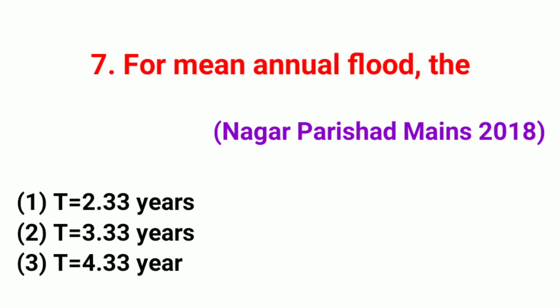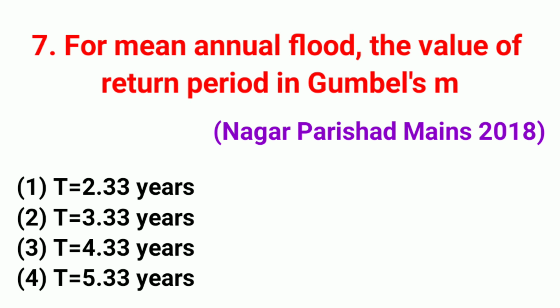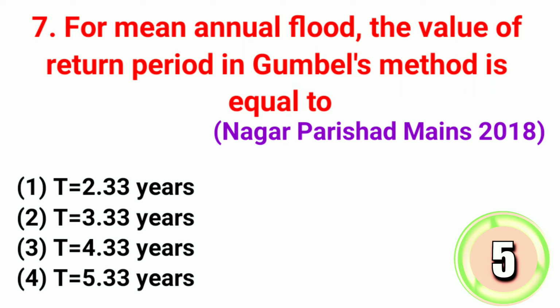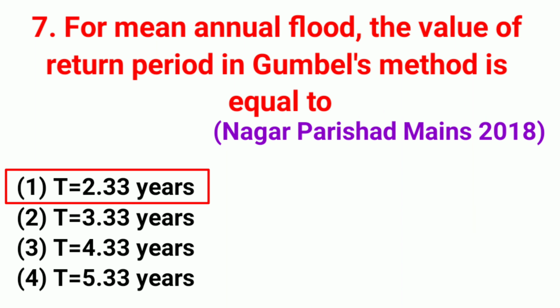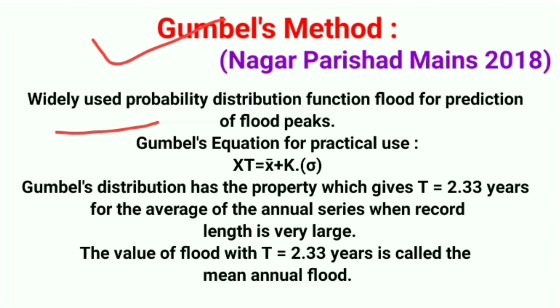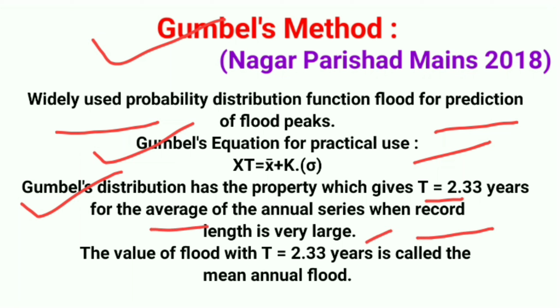Question number 7. For mean annual flood, the value of return period in the Gumbel method is equal to. Correct option first, T equal to 2.33 years. The Gumbel method is a widely used probability distribution function for prediction of flood peaks. Gumbel equation for practical use: xT equals x bar plus K sigma. Gumbel distribution has the property which gives T equal to 2.33 years for the average of the annual series when record length is very large. The value of flood with T equal to 2.33 years is called the mean annual flood.